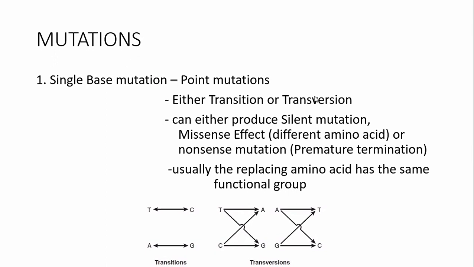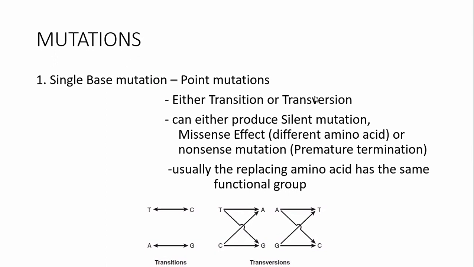Pwede makaproduce ito ng silent mutation. Kung silent mutation, walang problema. Kasi yung codon na yun na nabago, same amino acid yung kinocode niya. So makakaproduce siya ng silent mutation. Walang problema. Paano kung missense mutation or missense effect? Ibang amino acid yung maproproduce. Imbis na glutamate, nagiging valine. Diba? Meron tayo niyan. Sa HBS natin, hemoglobin S. Those are missense mutation. Kasi dapat glutamate nagiging valine.